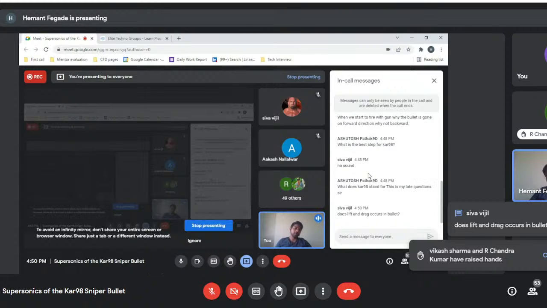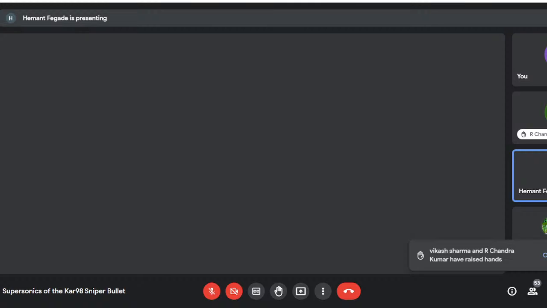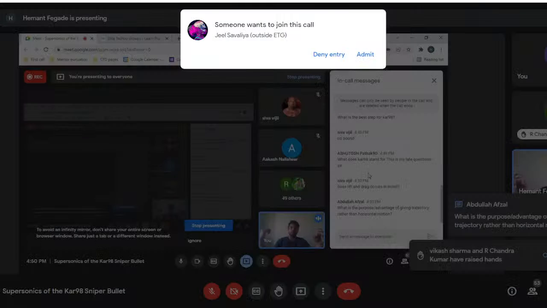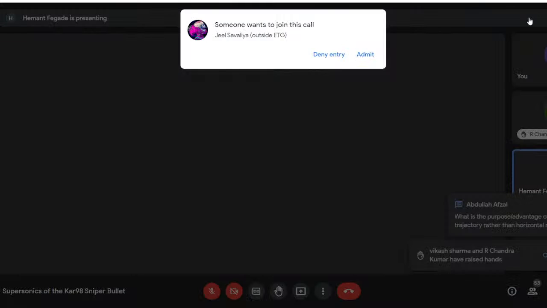Does lift and drag occur in a bullet? Yes, definitely. Due to the airflow itself, due to the drag itself, after a certain time your bullet will try to slow down, and due to that you will have a certain predefined range for the bullet. That's why I said you can take the bullet to 1,000 meters when you fire it, at the supersonic speed that it has. After that, it will lose its projectile motion, it will lose its stability, and it will fall down basically.